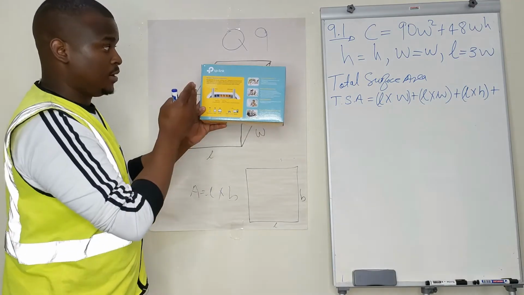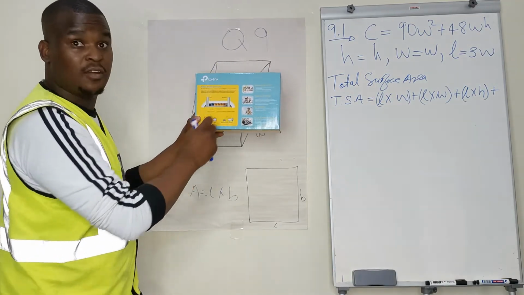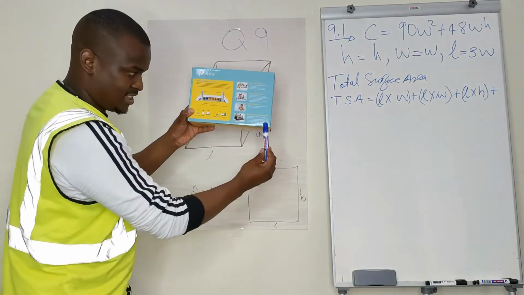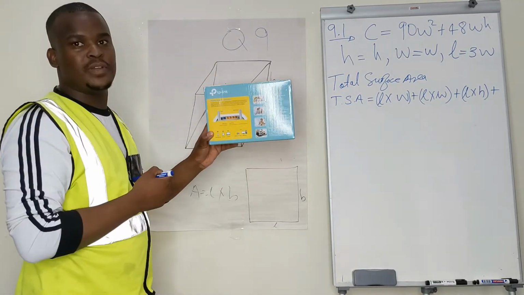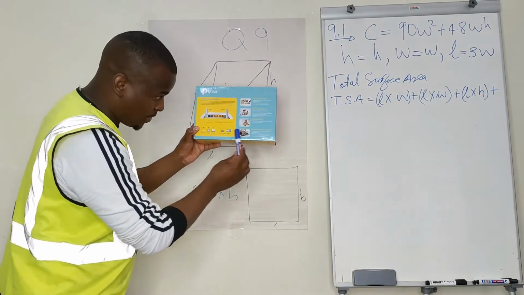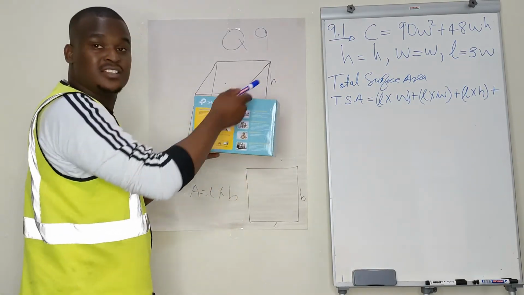So let's now do the area of the back. This is the length and this is still the height. So that's why I said this side and the side will be equal. Because if you're looking at it, this is the length and this is the height.